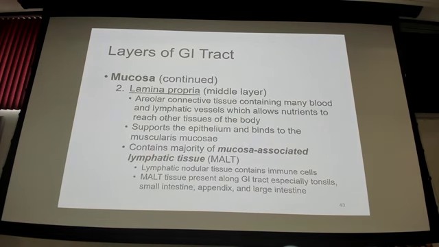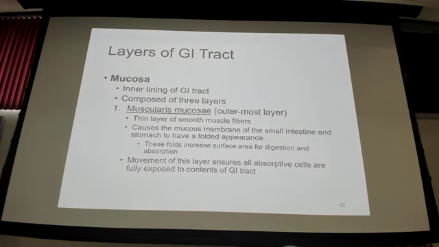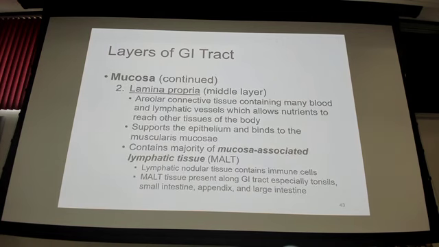In the mucosa, we also have the muscularis mucosa, the outer layer of the mucosa. So these are sublayers, okay? Smooth muscle, so again, more propulsion. Lamina propria, this is a very important layer, which is the middle layer, because of this stuff right here.